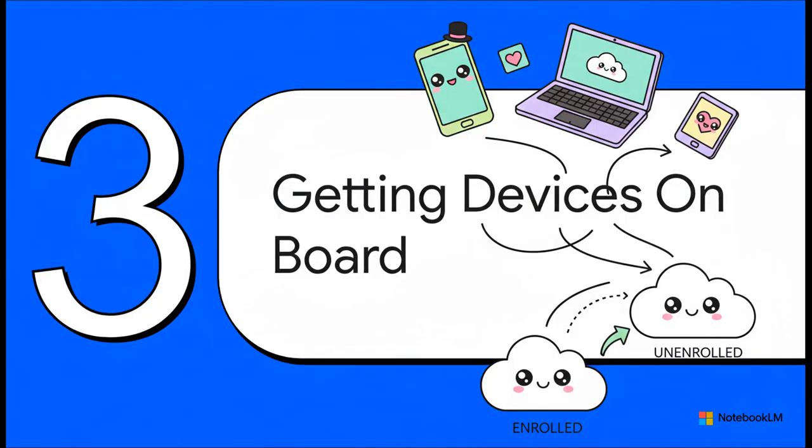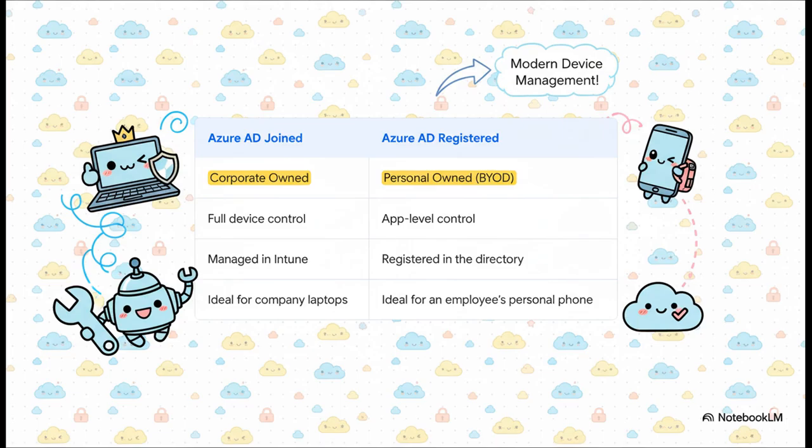All right, but here's the thing. You can't manage any of this stuff if the devices aren't on the radar in the first place. So before any of this magic can happen, devices have to be enrolled or registered with the company. And this leads us to two really fundamental ways a device can be identified in the Microsoft world. And understanding this difference is absolutely key.